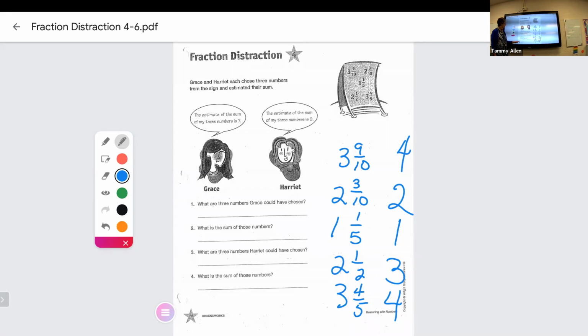Okay. All right. We want to know what the three numbers Grace could have chosen. We want her three numbers to equal 7. What three numbers would you pick to equal 7? What three numbers, Jonathan? 2, 1, and 4. 2, 1, and 4 would give us 7. Okay. But we need to go back to the actual 3 that came with those. What are the actual 3 that came with those? Actual 3. Evan.